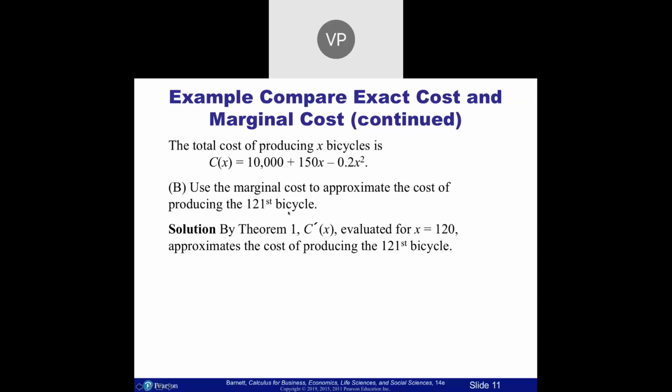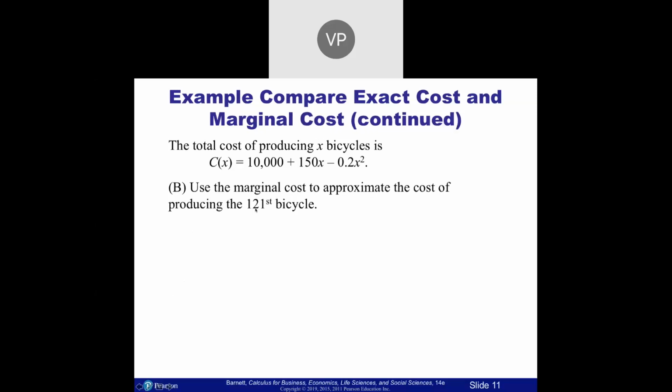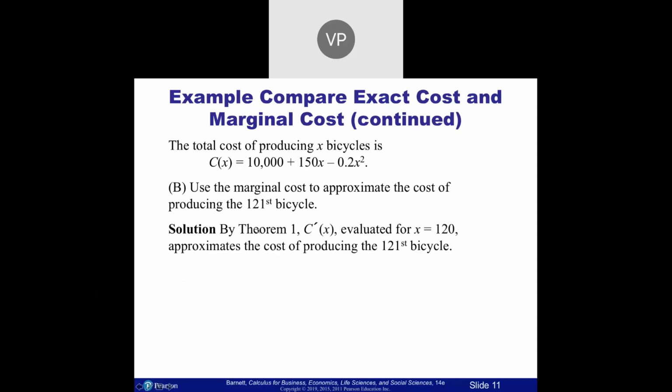So, go back. Exact cost, you plug in the 121 and the number before into the original equation and you subtract them. To find the marginal cost of a certain item, you plug the value before, the 120, into the derivative. So we find our derivative right here. It's 150 minus 0.4x to the first.